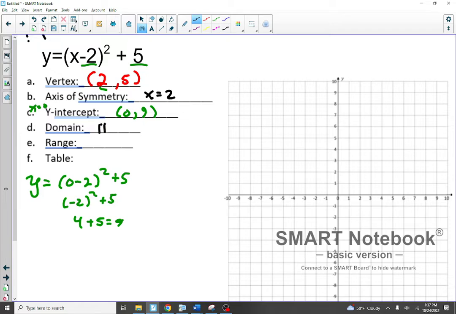Domain, all real numbers. The range, same process. Y is a positive 1, so it's upwards, is greater than or equal to. And then this is a positive 5. So 5, or this is the y of the vertex, 5. So notice, other than the vertex, all the steps are the same.